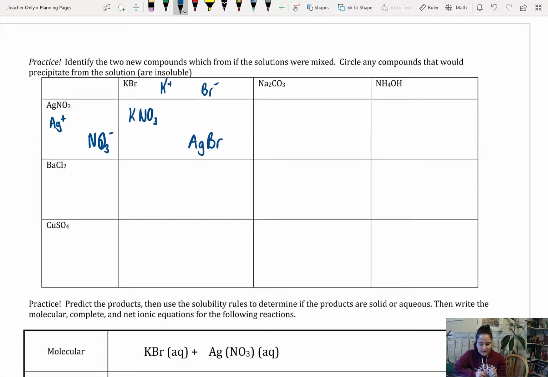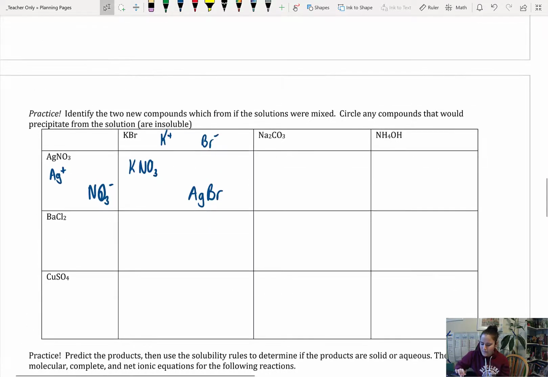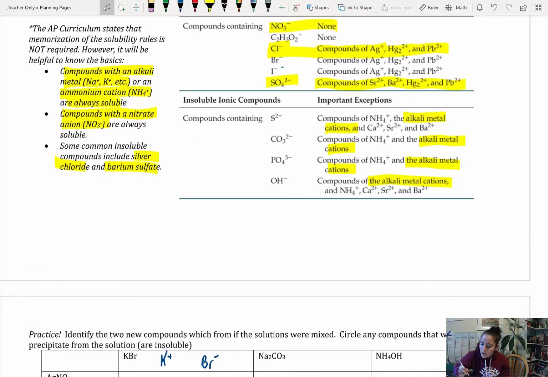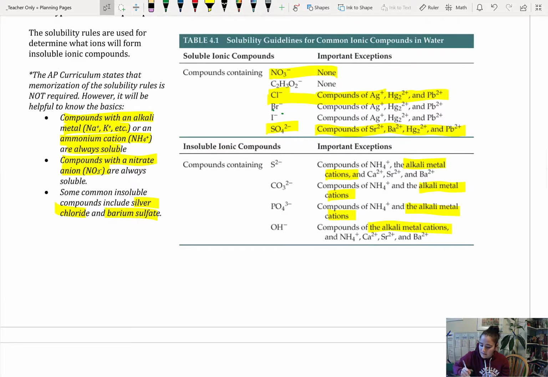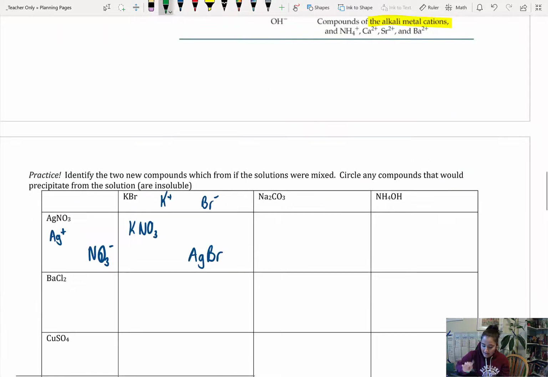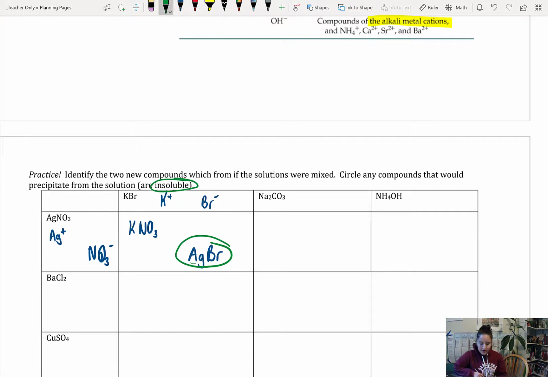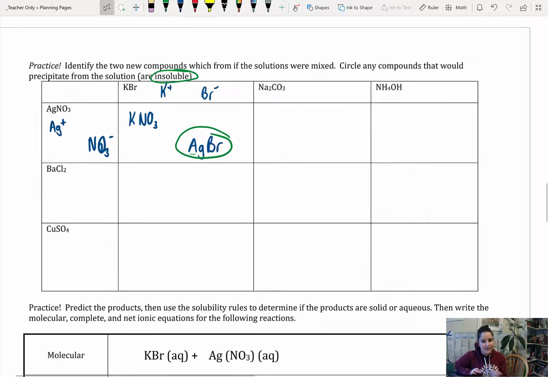Now, let's go ahead and check and see if these ones are soluble. Well, nitrates are always soluble, so that one's going to stay dissolved. What about the bromides? Okay, let's see what it says up here. Bromides are typically soluble except for silver, mercury, and lead. And here we do have silver, so that one's going to be insoluble. Go ahead and pause this video, try the rest of the chart, and then we're going to go over it.